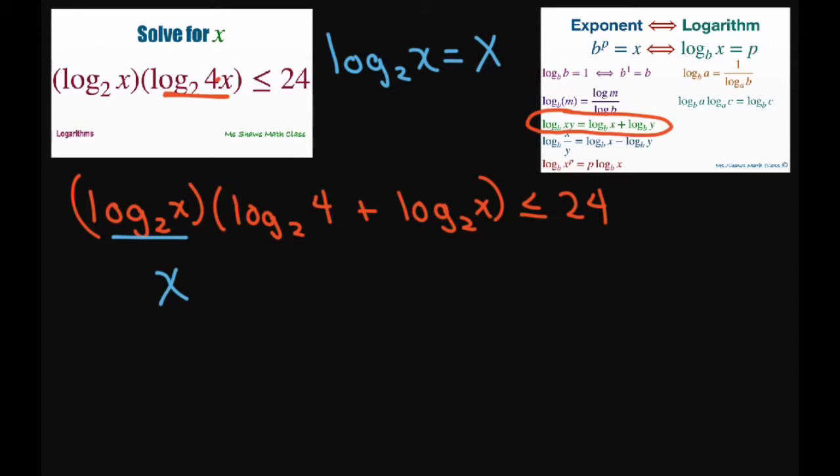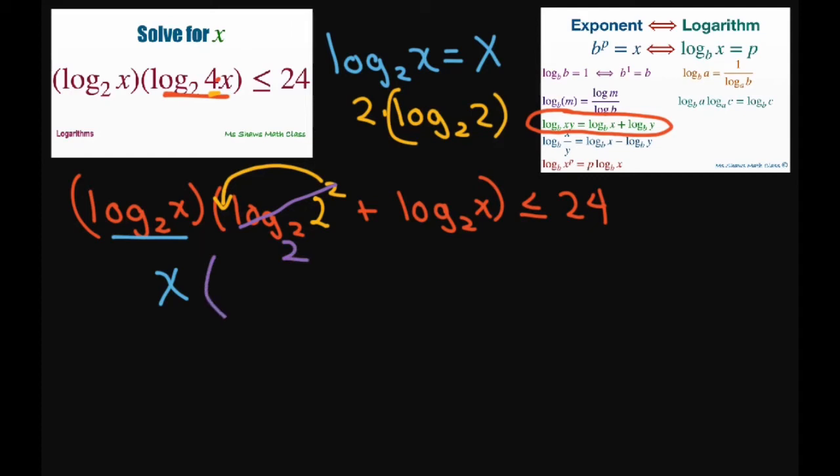and this right here, I'm going to redo this one real quick. This one is 4 squared, or 4 is 2 squared, because we have the 4. If you use the power property, this gives you 2 times log base 2 of 2. But log base 2 of 2 is 1, so this is just going to equal 2. So we have X times 2 plus X, and this is going to be less than or equal to 24.